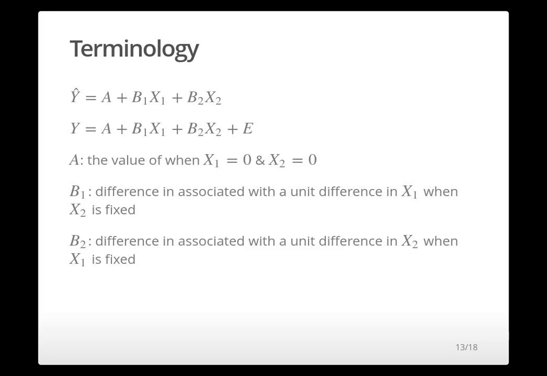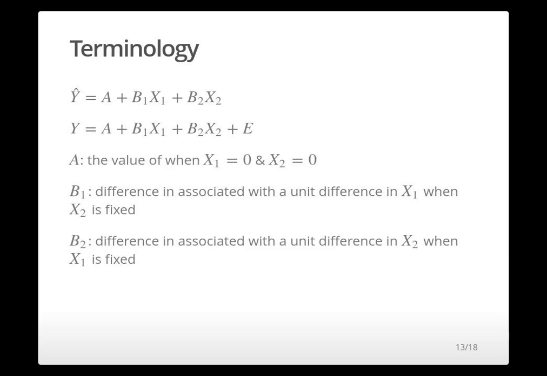A few words on the terminology and notations may be of help. This slide shows a model of linear regression with two independent variables, x1 and x2. The upper equation is for the predicted value of the dependent variable, y hat, and the lower equation is for the observed value of the dependent variable, y.